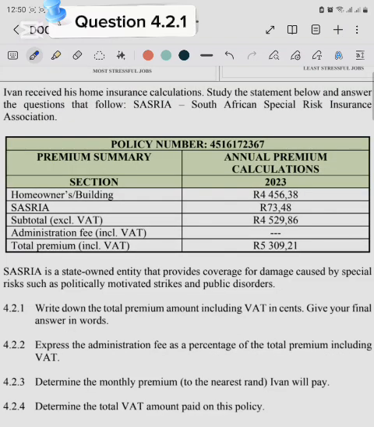Alright, then we come to 4.2, which is the story about Ivan with his home insurance calculation. They give us an extract of his statement here. And the first thing they ask us is to write down the premium amount, including VAT, in cents. Give your final answer in words. So that tells us we need to do 2 things. First, we need to convert to cents. And then after that, we need to write it in words.